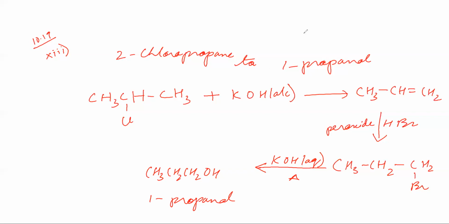Okay, let's go to the third reaction. Let us see the next reaction. Again 10.19: isopropyl alcohol to iodoform. So it is a straightforward reaction.